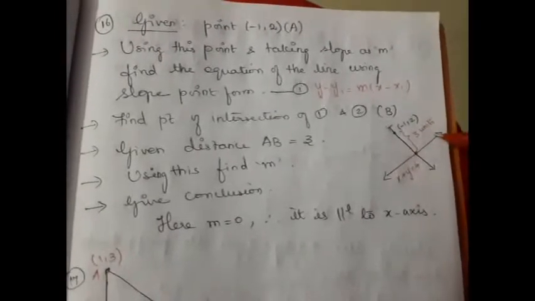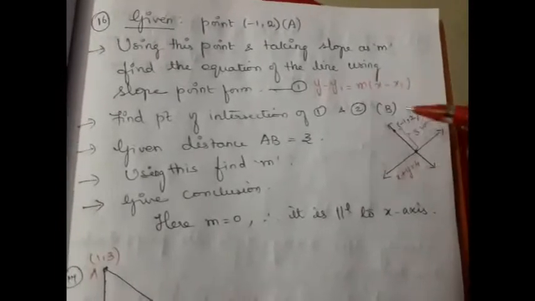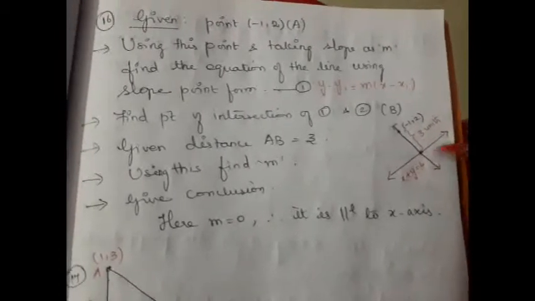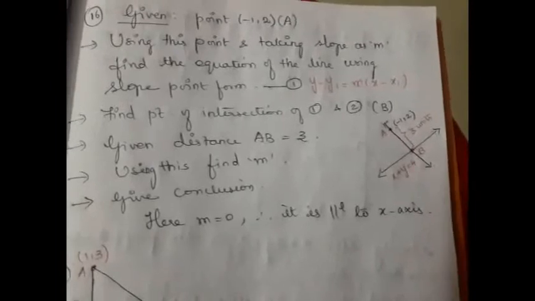Now we have the equation of this line, and the equation of the other line is also known already. If we solve these two equations, we can find the point of intersection. Obviously the point of intersection will be in terms of m only. Let us name this as B and this as A. Now the distance AB is equal to 3. We know the distance formula: square root of (x2 minus x1) the whole square plus (y2 minus y1) the whole square. That is the distance, which is equal to 3 units.